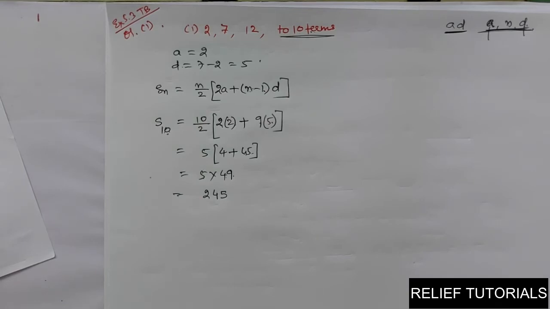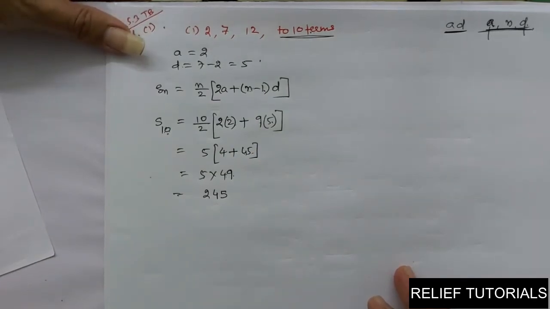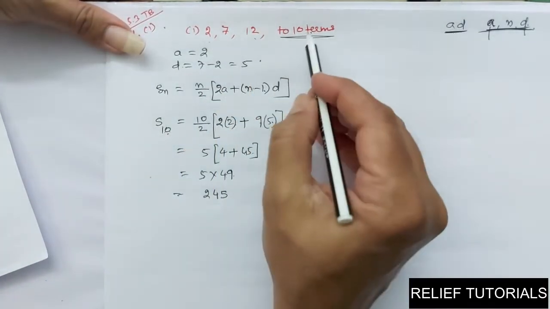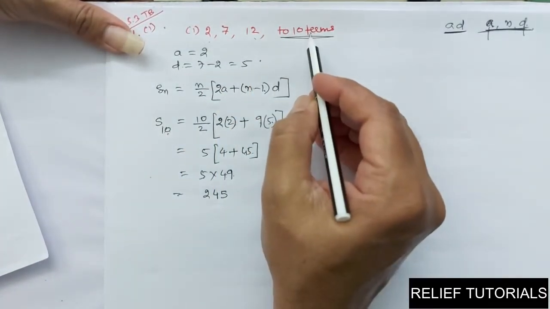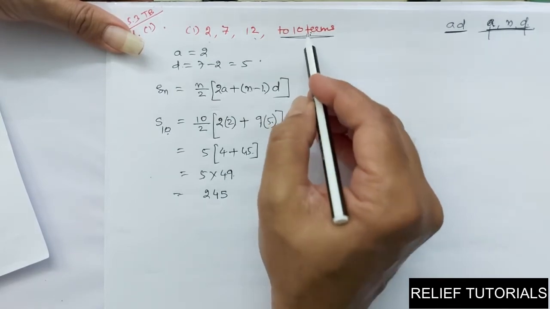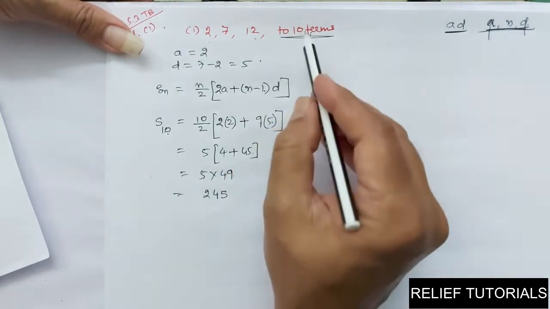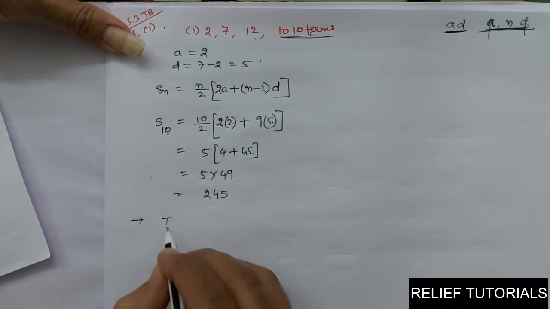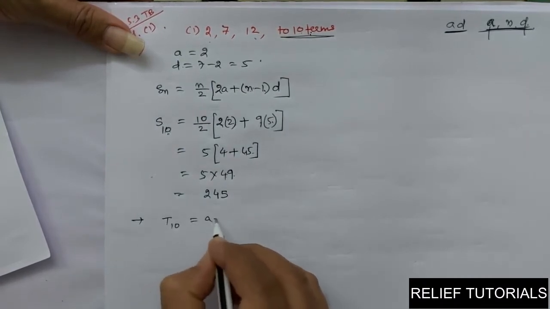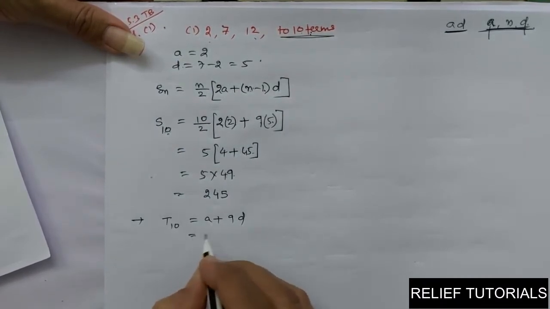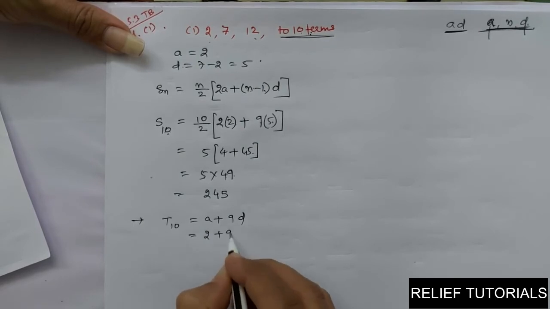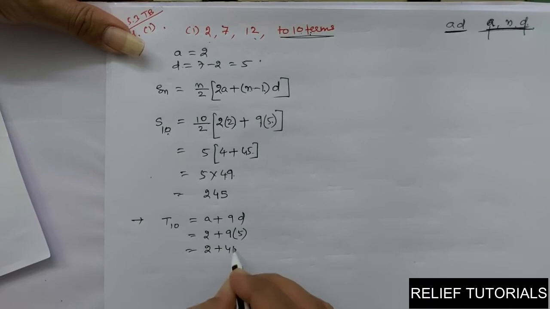Very simple. But if you want to evaluate this problem again, the question arises: sir, if we have the last term, that is the 10th term, can we use the first formula? Yes, so first you have to find the 10th term. T10 is equal to a plus 9d. So a is 2 plus 9 into the difference, which is 5. So 2 plus 45 is equal to 47. So the 10th term is now 47.